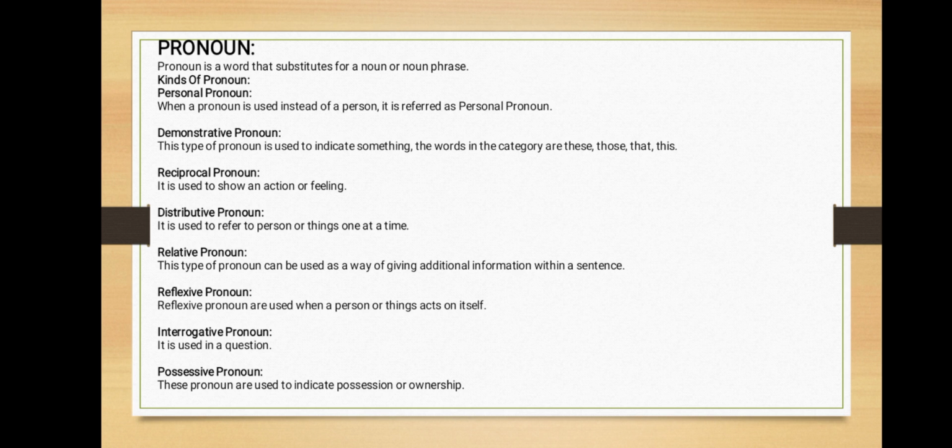Number 6 is reflexive pronoun. Reflexive pronouns are used when a person or thing acts on itself. So, for example, Subhan hurts himself. Number 7 is interrogative pronoun. It is used in a question. For example, how many apples do you have? There is a question. Number 8 is possessive pronoun. These pronouns are used to indicate possession or ownership. For example, these books are mine. As you can see the possession, like mine.